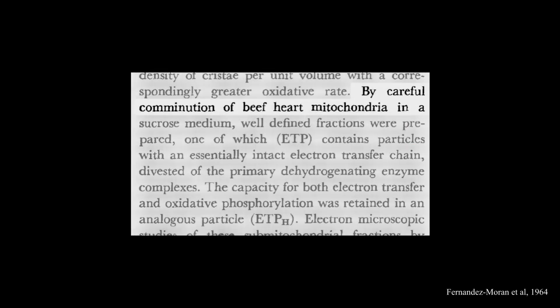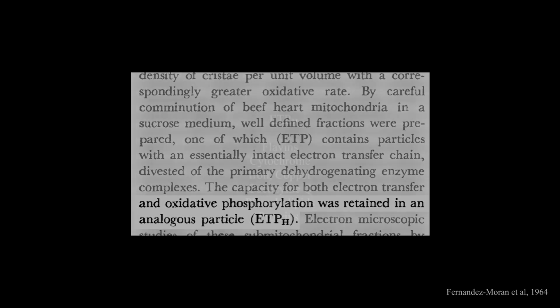In the mid-1960s, Fernandez-Moran and his group reported that, by careful comminution of beef heart mitochondria in a sucrose medium, well-defined fractions were prepared, one of which, the ETP, contains particles with an essentially intact electron transfer chain, divested of the primary dehydrogenating enzyme complexes. The capacity for both electron transfer and oxidative phosphorylation was retained in an analogous particle, the ETPH.